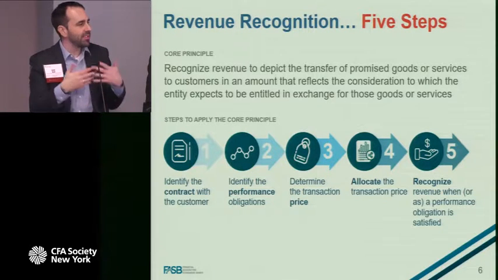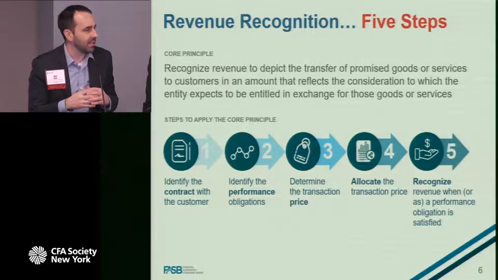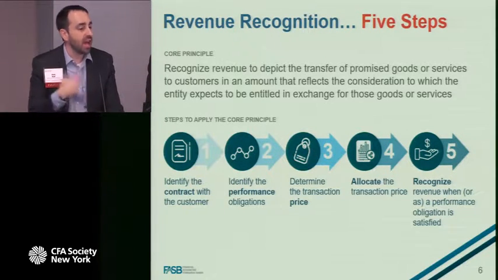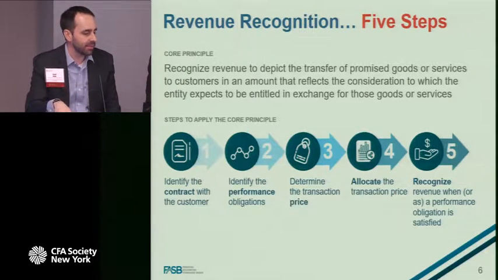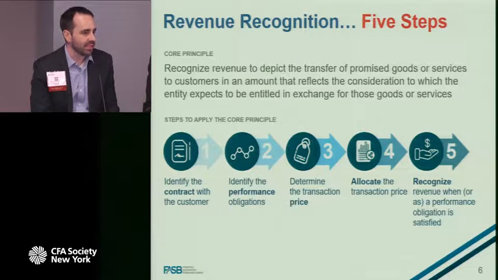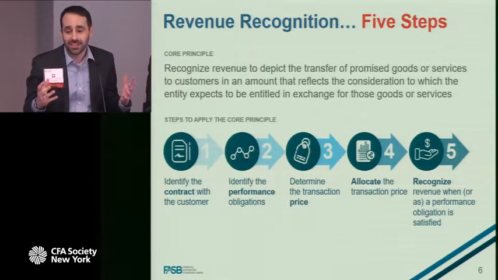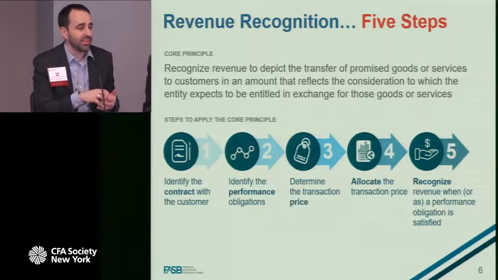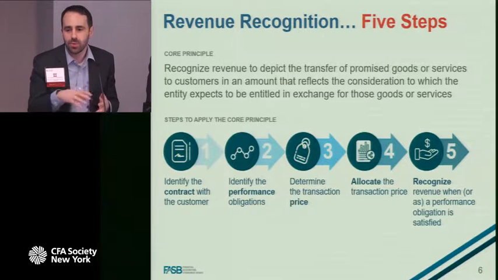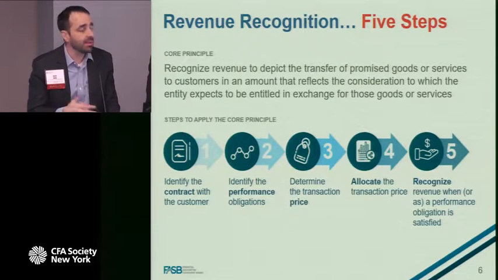Then in step 3, I always say you take a step back, and now you're back at the contract level, and you say, what is all the consideration that I'm going to receive? Variable amounts, non-cash consideration, all of those different types of consideration you look at in step 3. And then in step 4, you allocate that total pool of consideration to the separate promised goods or services that you identified in step 2. Then finally in step 5, you take those promised goods or services and the amount that's been allocated to it, and then determine when do you recognize revenue for those promised goods or services, at a point in time, over time, as those goods and services are provided.